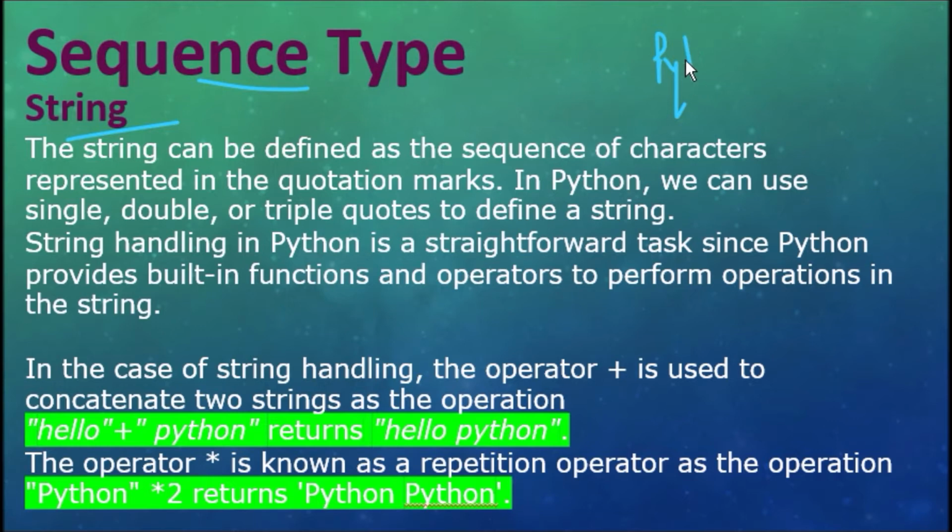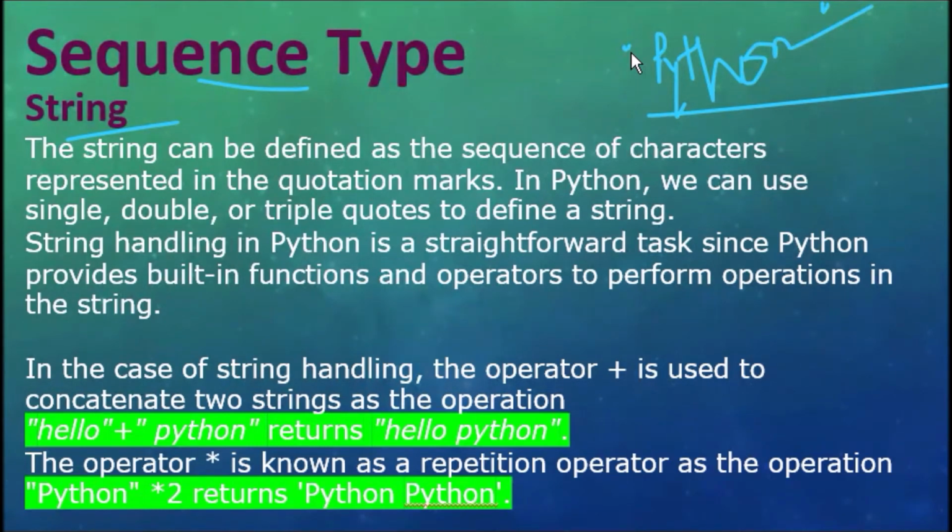This is a sequence of characters, and this is a string. It is represented in quotation marks, maybe double quotation, maybe single quotation, even maybe triple quotation. A string is handled in Python as a straightforward task, since Python provides built-in functions and operators to perform operations on the string.